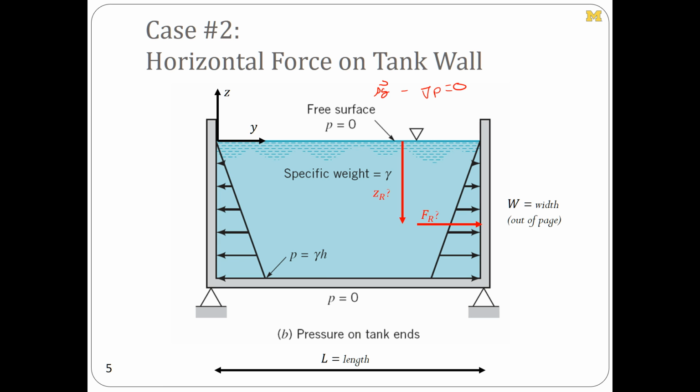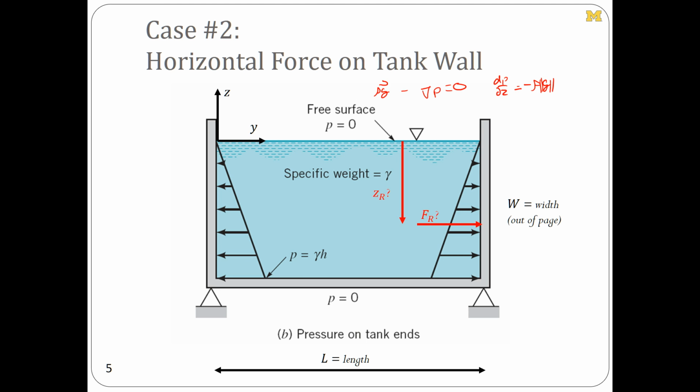So what this tells us is that dp dz is equal to rho g, or magnitude of g, or that it varies linearly in the z direction. And this should be negative because gravity is pointing in the negative z direction, which is why we've drawn these pressure distributions acting on the wall as these linear gradients.